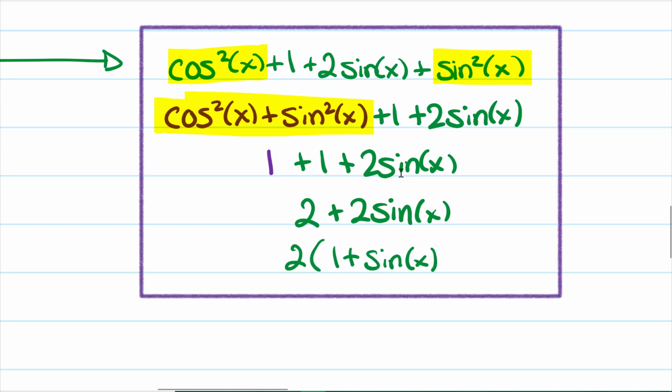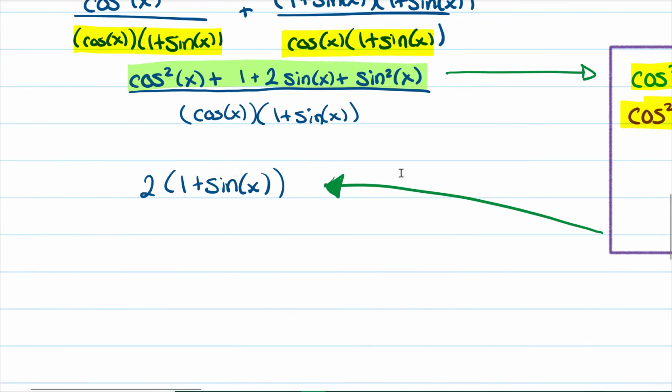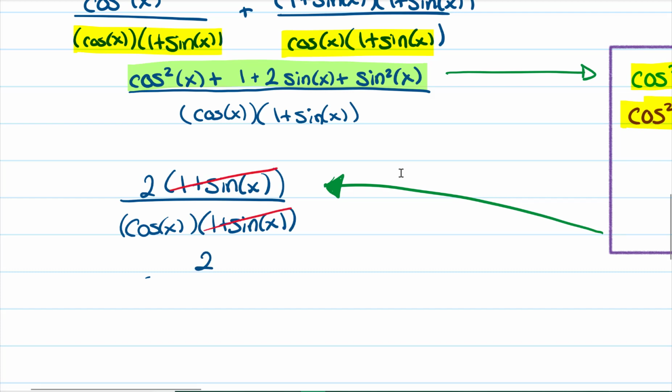So I'm using this in order to clean up the numerator, which is going to allow me to simplify my fraction. So I'm going to put that right there, and then I divide it by my denominator, which is cosine of x times 1 plus sine of x. And now this problem actually becomes really nice because these reduce off, and I get 2 divided by cosine of x, which is just 2 secant of x.